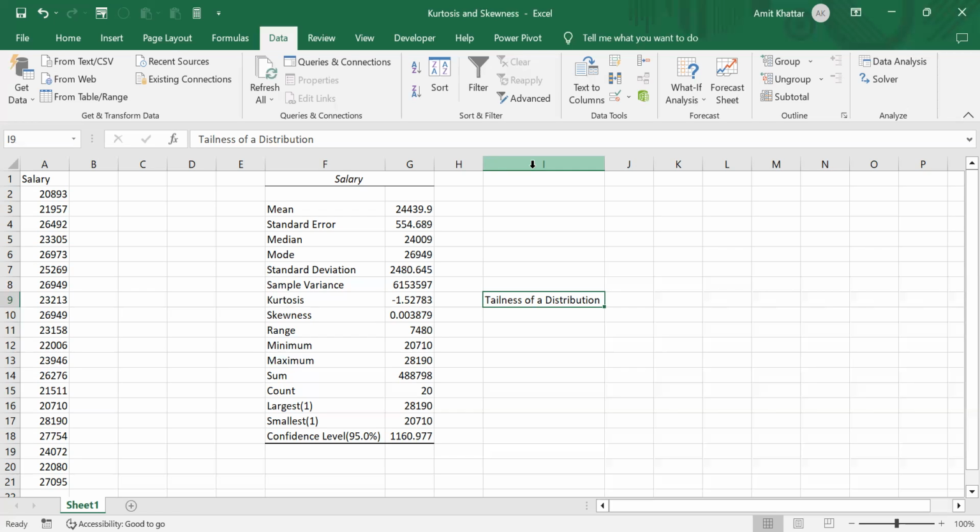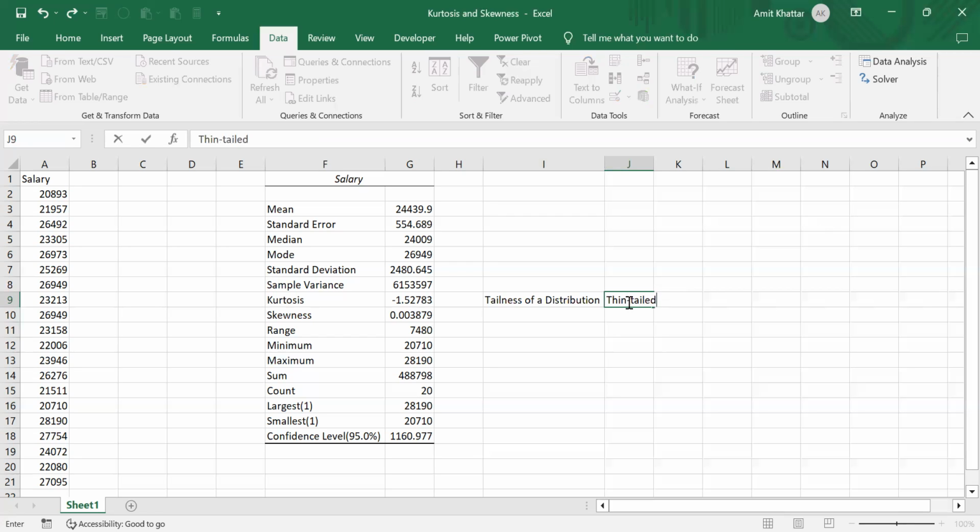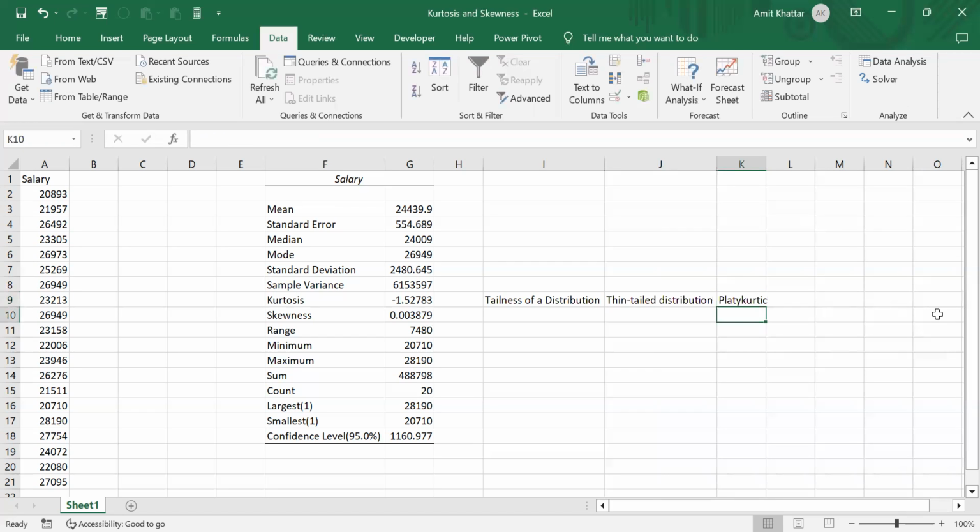Now here we have got a kurtosis value which is minus 1.5. So if the value of kurtosis is less than 3, which we have over here, this is a thin-tailed distribution. Now, thin-tailed distribution is also referred to as platykurtic distribution.